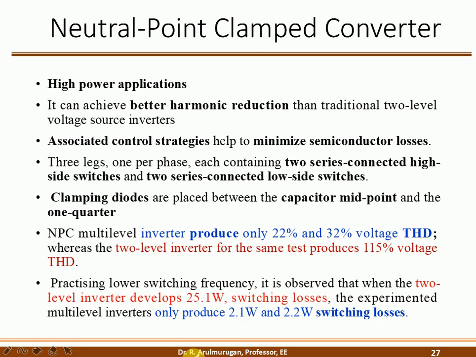Okay, so particularly you have to look at the neutral point method first. What is the first method? It is the neutral point or diode clamper method. It's for high power application, with better harmonics reduction, so it minimizes the switching semiconductor losses. It is going to reduce them.